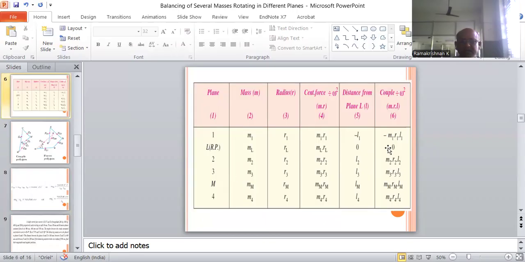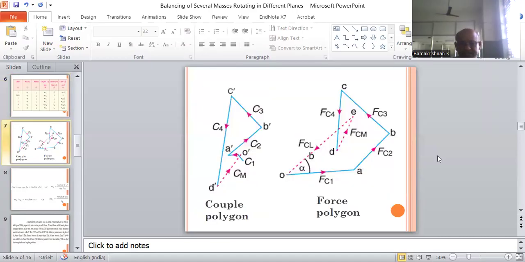Now for the couple, except for plane 1, all are positive. So the vector diagram for plane 1 should be in the opposite direction compared to the other vectors for planes 2, 3, 4. All other couple values are positive except the couple value for plane 1, so it should be in the opposite direction. Here O dash A dash represents the couple for plane 1, so O dash A dash is drawn in the opposite direction.